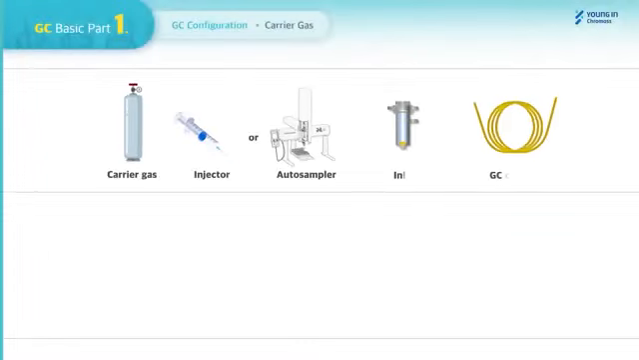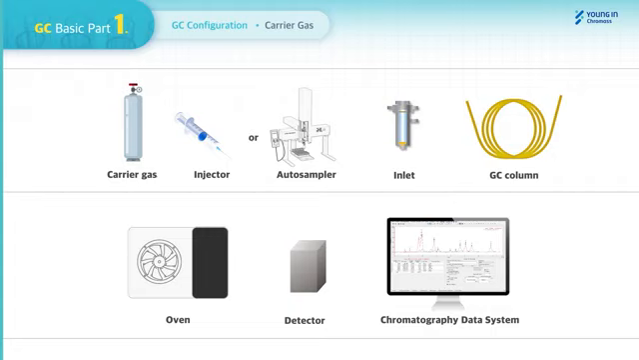Before getting into the carrier gas and basics of GC, let's see how GC is configured. Generally, GC is configured with carrier gas, an injector, which can be a manual syringe or autosampler, an inlet, a column, an oven, a detector, and a CDS, chromatography data system.